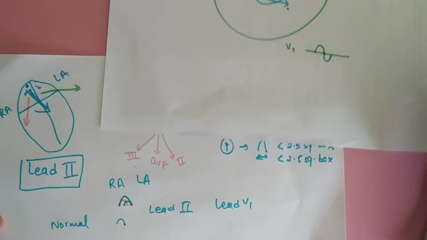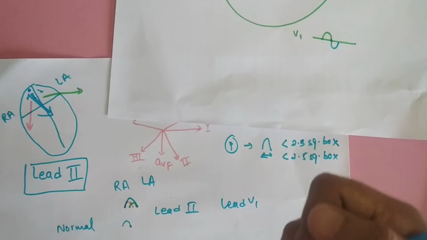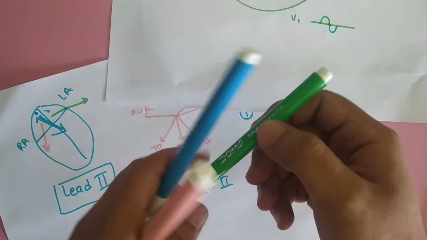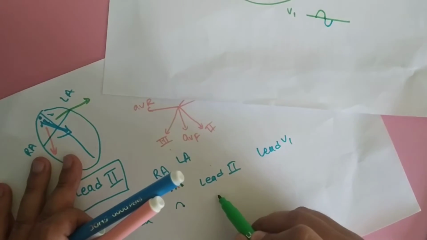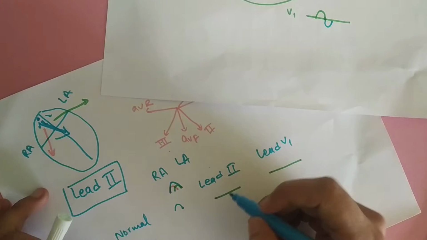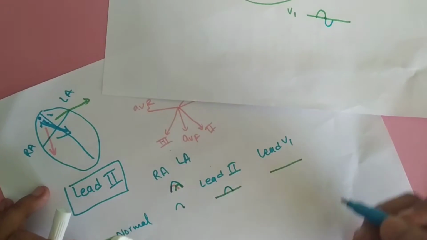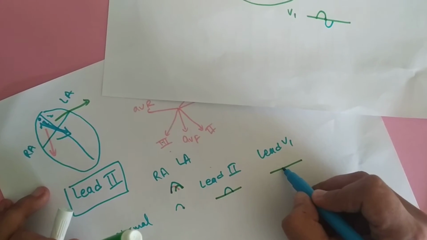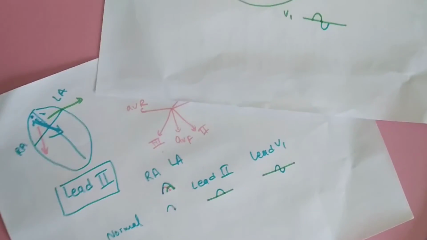So normally, in lead 2, suppose this is your isoelectric line and this is your isoelectric line, then normally in lead 2 it will be a positive deflection, whereas in lead V1 it will be like this. Okay.